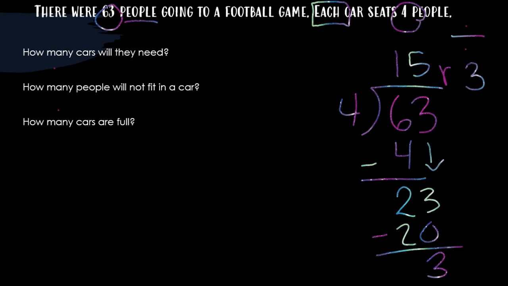Now, let's go back and look at the different questions that might go along with a problem such as this. Let's say they ask us, how many cars will they need? In this case, they're implying that everybody needs to go to the game. Nobody wants to be left at home. So these 3 people that are not fitting equally in cars still need to go, which means I need to get another car. So this is an example of rounding up by 1.